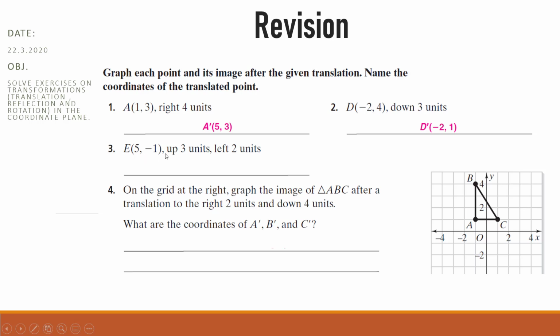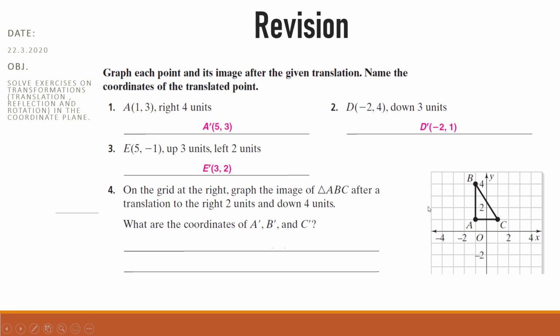E (5, -1), up 3 units and left 2 units. Up, so that's for y. So add 3 to y, -1 plus 3, this will be 2. That's for y. And x, left, so subtract 2 from 5. So it will be 5 minus 2 is 3. So we added 3 to the y coordinate, -1 plus 3 is 2. And subtracted 2 from the x coordinate, 5 minus 2 is 3.